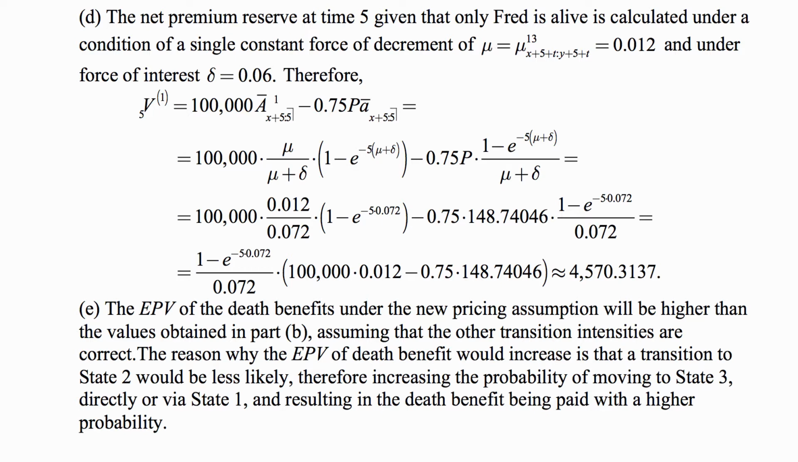And the term life insurance under these circumstances equals mu over mu plus delta times 1 minus e to the minus 5 times mu plus delta. And the annuity is 1 minus e to the minus 5 times mu plus delta, over mu plus delta. We're subtracting those things because everything ends after 5 years. And you should memorize these formulas.